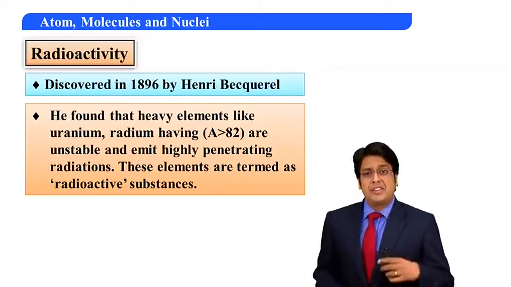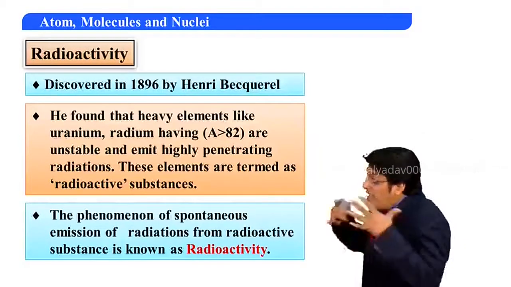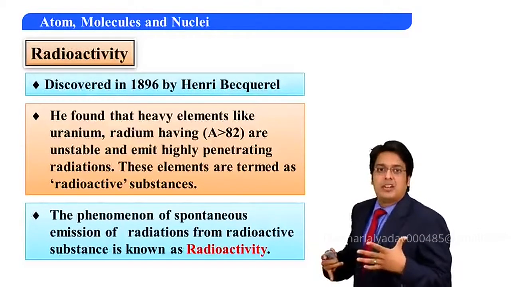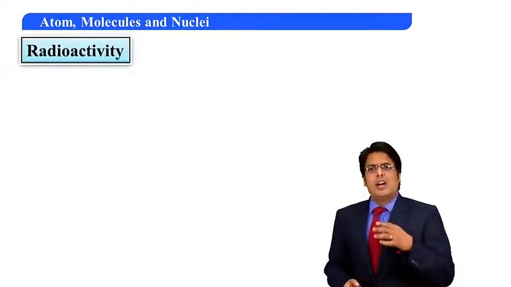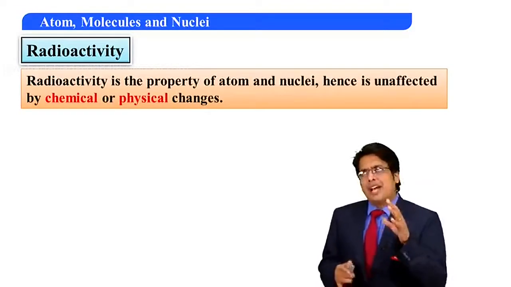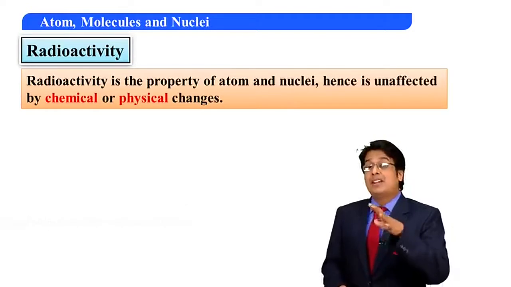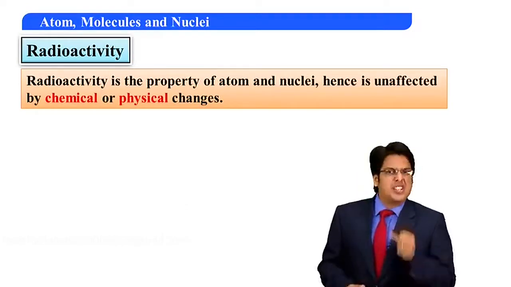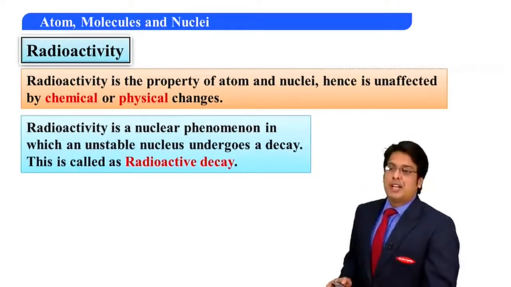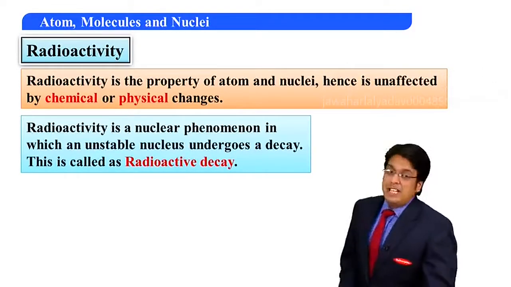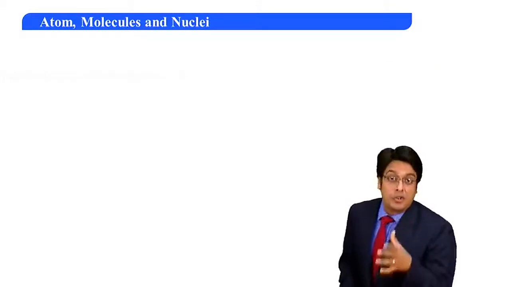So radioactivity is defined as the phenomenon of spontaneous emission from a radioactive substance. The whole idea of radioactivity narrows down to the property of the atom. Hence, it is unaffected by chemical or physical changes. It is a nuclear phenomenon. Radioactivity, being a nuclear phenomenon, results in a kind of decay called radioactive decay. What exactly is radioactive decay? You will come to know in my next module.